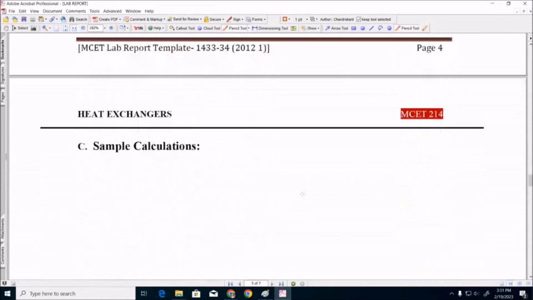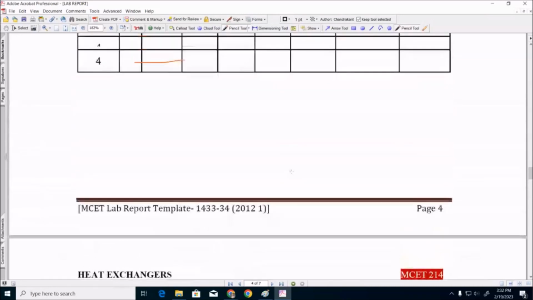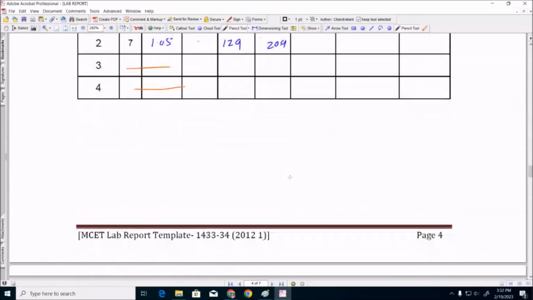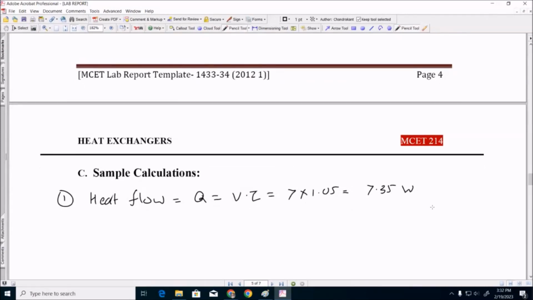Now we'll move to the sample calculation. The sample calculations are a little lengthy, so we need to make them one by one. Number 1, heat flow Q is equal to voltage into current. I will do it for the second reading and you can do the first reading at home. My aim is experimental. By Newton's law, Q is equal to hA (TH minus TA). Okay, so now I know Q.